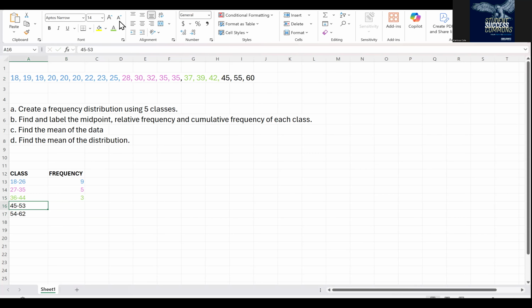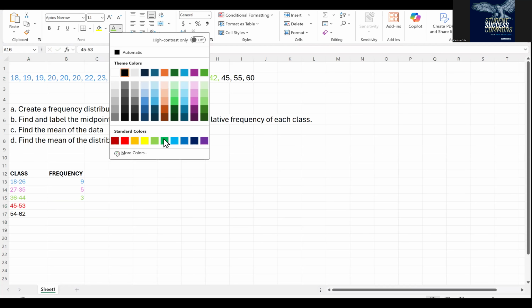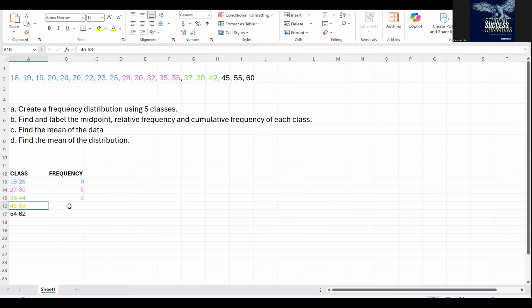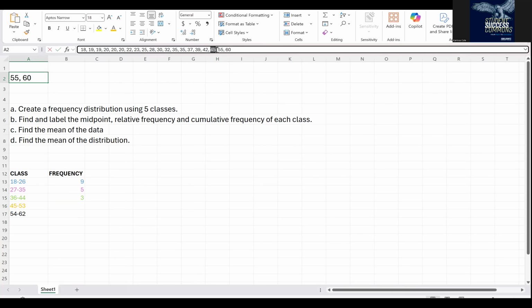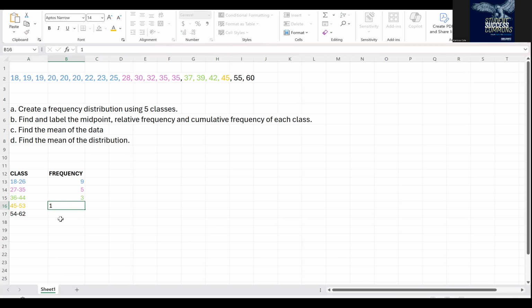Next up, we've got, I haven't used orange yet, any numbers between 45 and 53. And I'm looking at my list here, and I think there's just one thing, just this 45 right here. Yeah, just one. That box is almost empty.